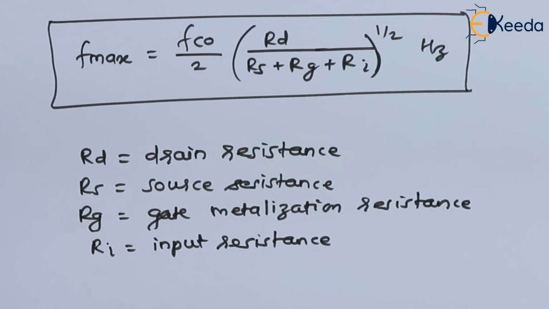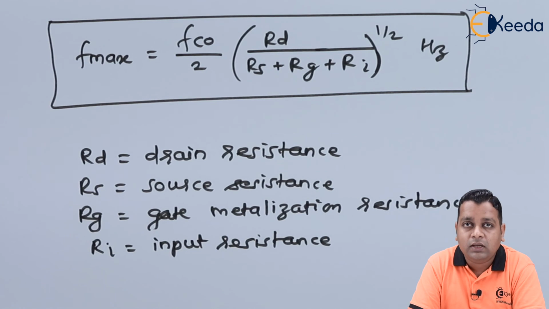So here we complete our topic, the cutoff and the maximum oscillating frequencies with respect to the device under consideration, the metal semiconductor field effect transistor. In the next lecture we shall be using these formulae to solve a simple problem.